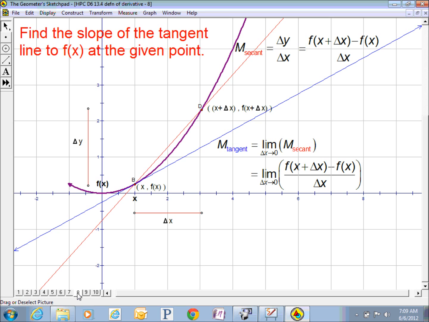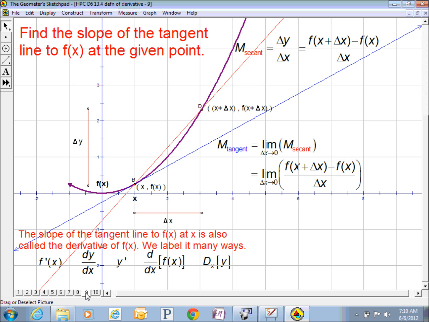Notice I'm using all x's now. I started with point B. I created an extra point D, came up with its generic coordinates, and now we're going to use the limit as that change in x between B and D becomes almost nothing. Well, what does all this mean? The slope of this tangent line to f of x is also called the derivative of f of x. The slope of the tangent line to this function at whatever x value I want is also called this derivative.